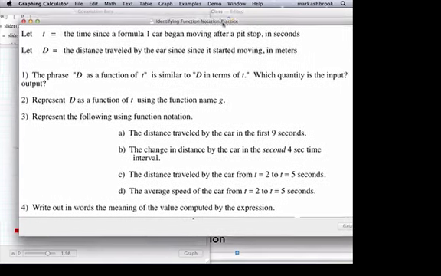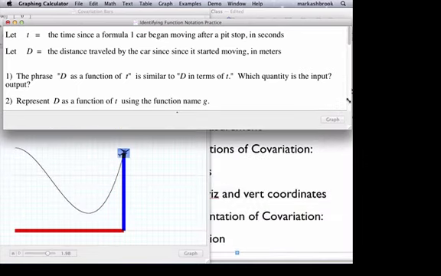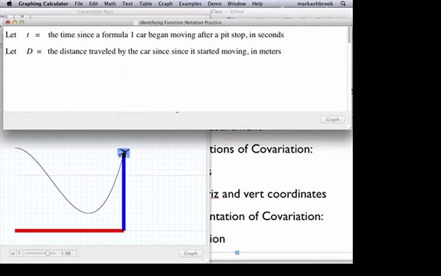Okay, so here's a little bit of information you'll need to get started here. Those top two lines. I should have put this on the worksheet, so go ahead and write this on the top. T we're defining is the time since a Formula One car began moving after taking a pit stop, in seconds. And then capital D is the distance traveled by the car since it started moving, in meters.